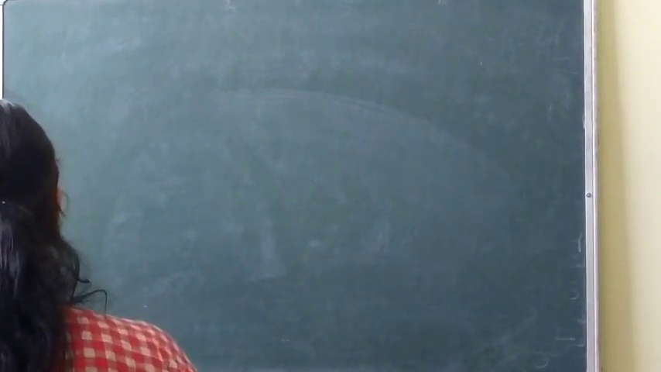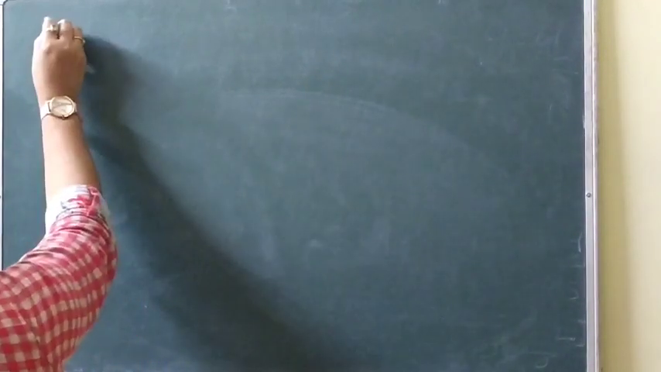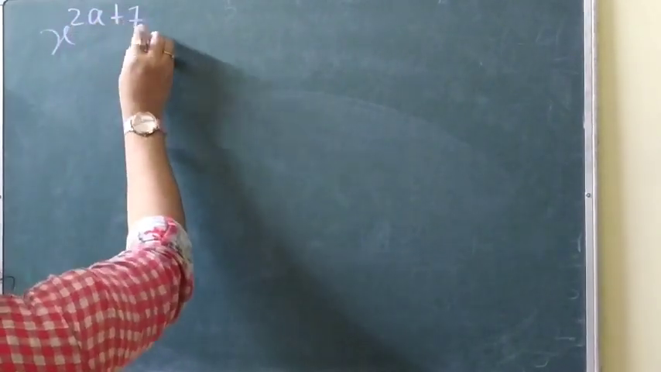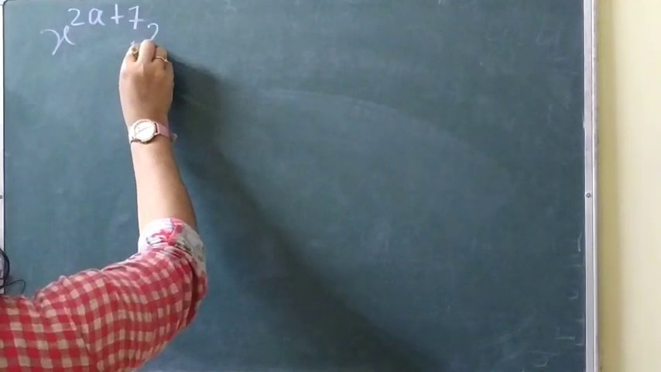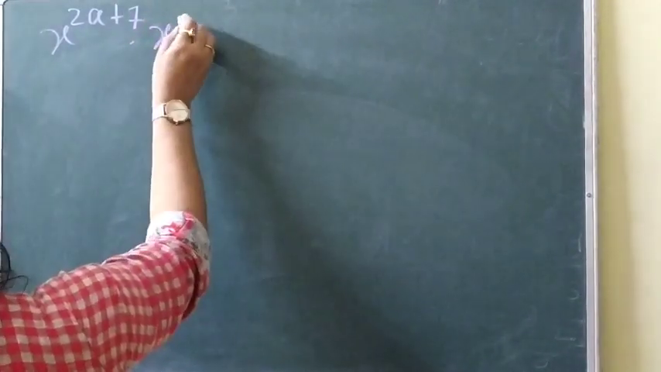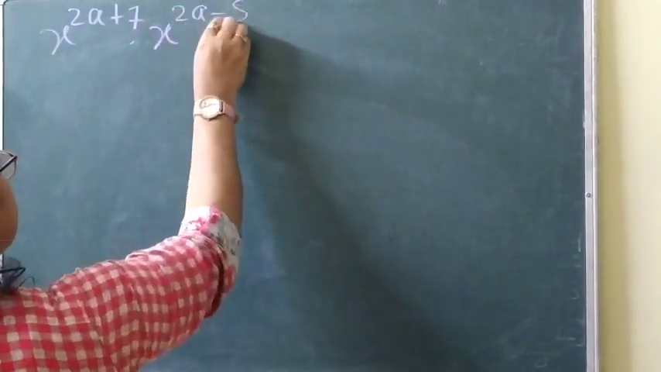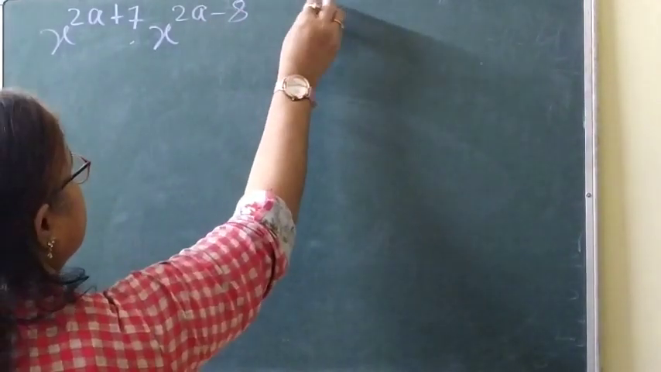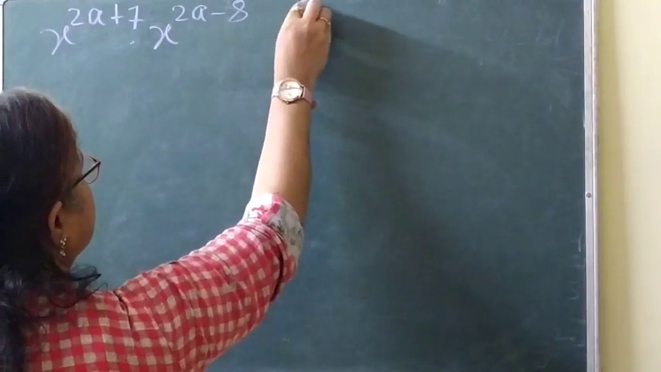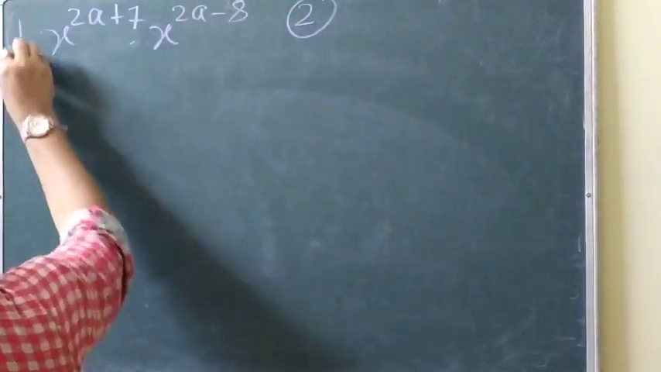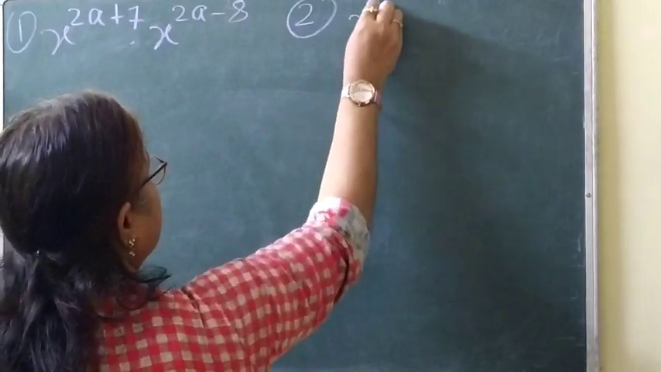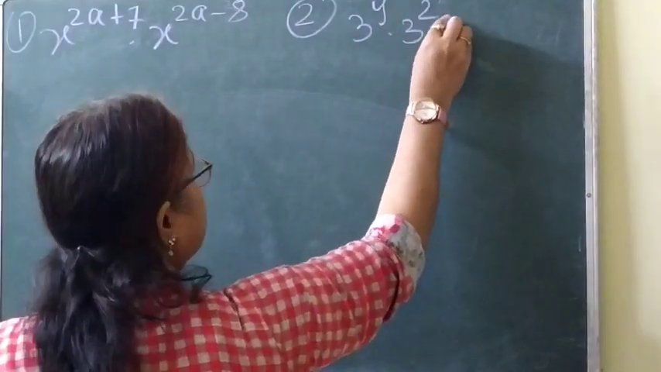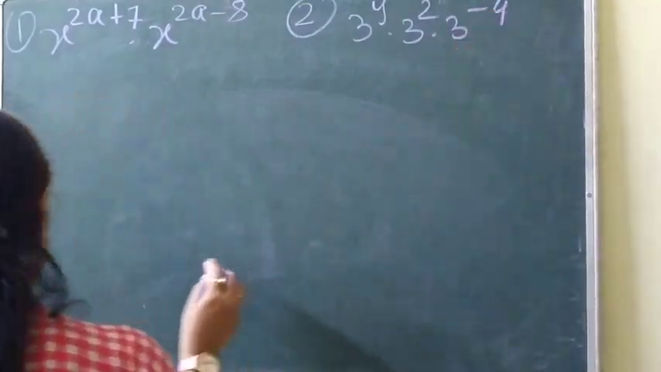So question number 1. X to the power 2a plus 7 dot x to the power 2a minus 8. Clear? Then the next question is 3 to the power y dot 3 to the power 2 dot 3 to the power minus 4.